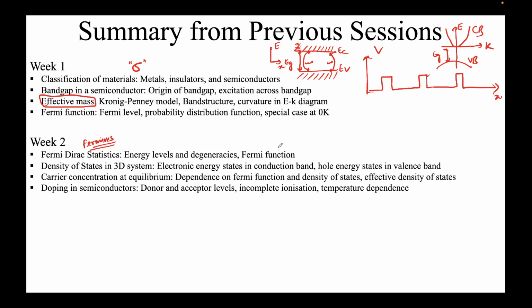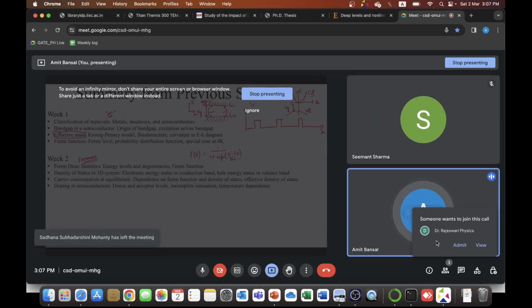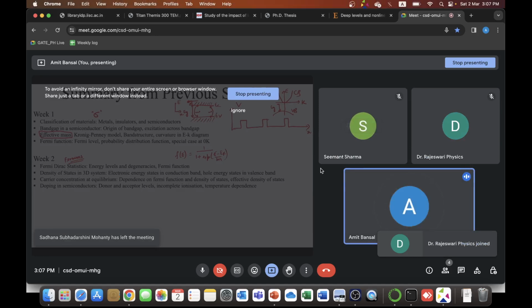And we also discussed the Fermi function, which is given something like this. The Fermi function is nothing but a probability distribution function: the probability of occupying a given energy state. So for an energy state, let's say this one, what is the probability that an electron occupies it? We saw that it was given by 1 plus exponent of E, the energy we are concerned about, minus EF, over kT. It had an exponential dependence. Am I audible?